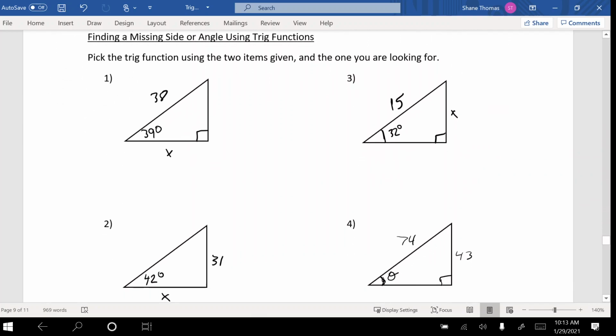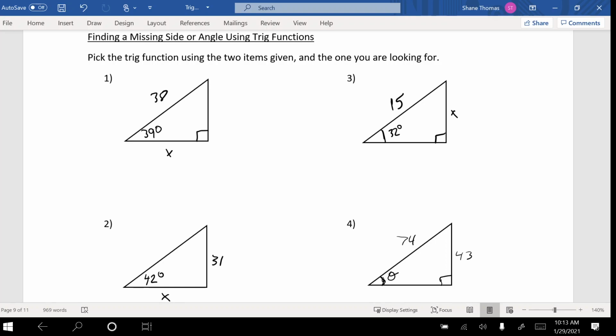Okay. Now here's the fun stuff. This is really the nitty-gritty of trig right here. We use the sine, cosine, tangent. Now we're going to use it to find missing sides and missing angles. So I gave you 4 triangles right here. In the first 3 we're missing a side. In the last one we're missing the angle.